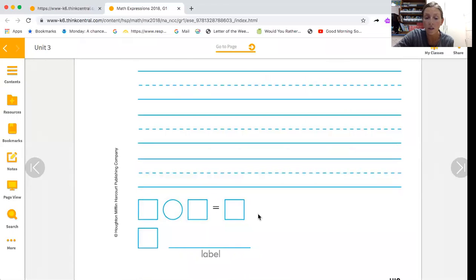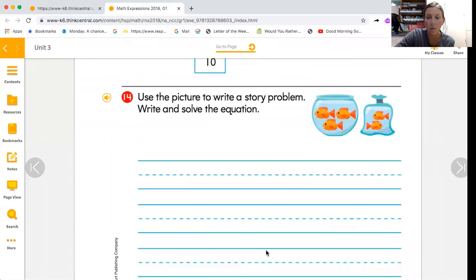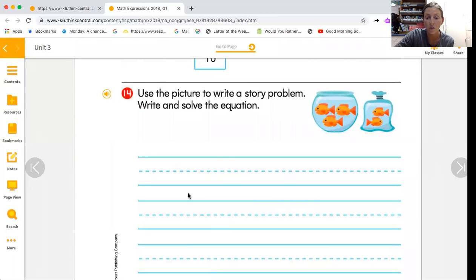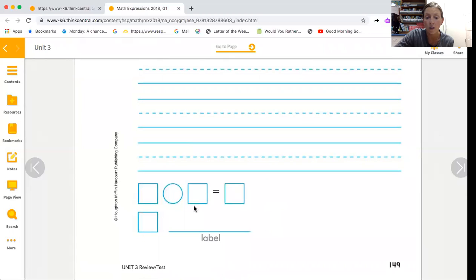Write the equation. Write the answer to your equation right here. And put your label, which will be fish, right here. So you're writing a story problem using this picture. And you're writing the equation here, the full equation, and your answer, and the label fish right here. Pause to solve.